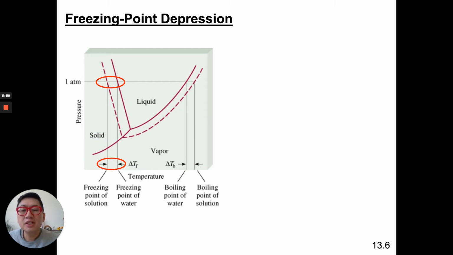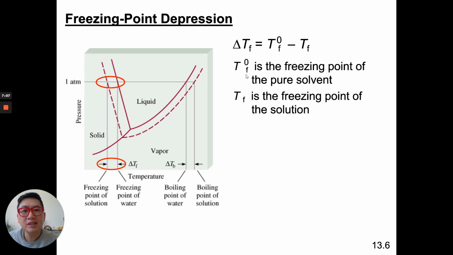Okay, so change in freezing temperature, delta TF, is equal to TF naught minus TF, where TF naught is the freezing point of the pure solvent, TF is the freezing point of the solution. TF naught is always greater than the freezing point of the solution, meaning the change in freezing temperature is always greater than 0. We do that so that, again, we have a positive number. But notice, again, it's TF naught minus TF.